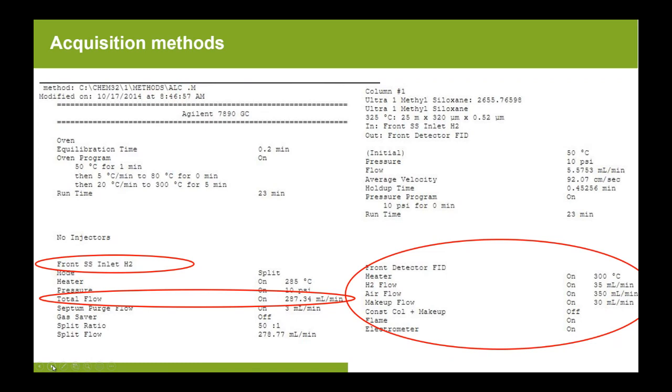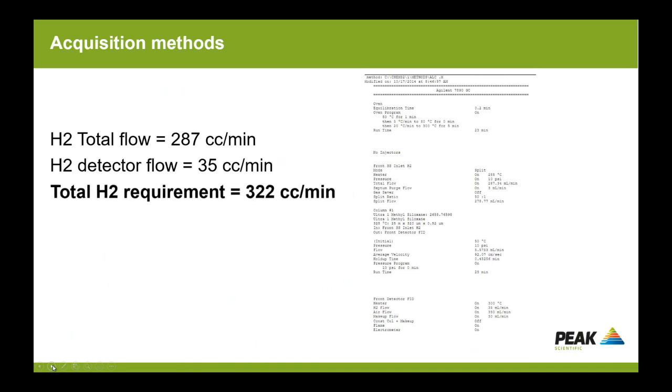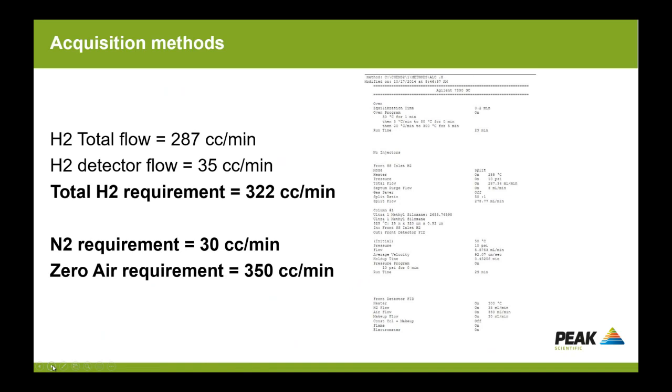And then on the right hand side, in addition to this, we have the detector flow information. So we can see there we have, again, it's hydrogen. So here it is hydrogen carrier gas, and if we look at the hydrogen for the detector, for the FID, it's an additional 35 cc's per minute. So what we can do is take the total flow, take our detector flow of hydrogen and add those together. So we have a total hydrogen requirement of 322 cc's per minute. And then we would take our nitrogen and our zero air requirement, and that would give us our total amount of each gas required for this single GC system.